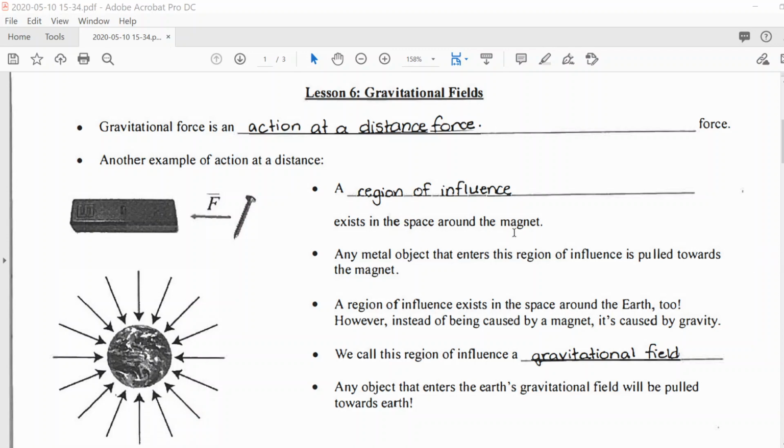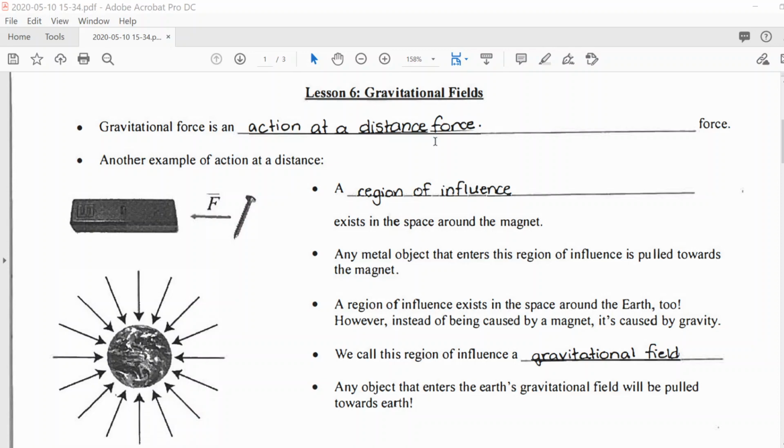All right, lesson 6, gravitational fields. So gravitational force is an action at a distance force. That's why if you hold a pen up in the air and you drop the pen, the earth pulls on the pen, even though the pen and the earth are not touching.